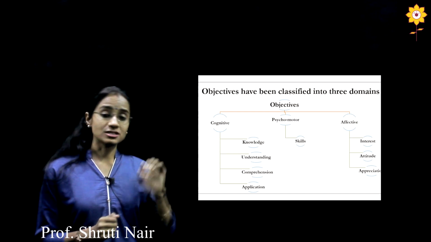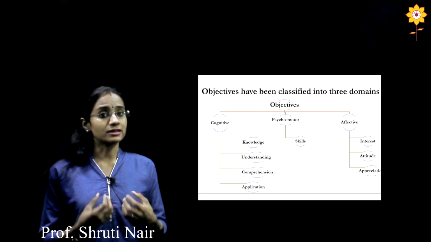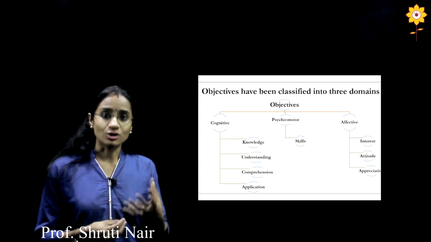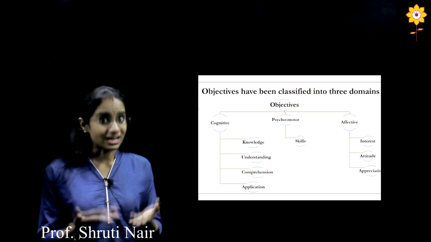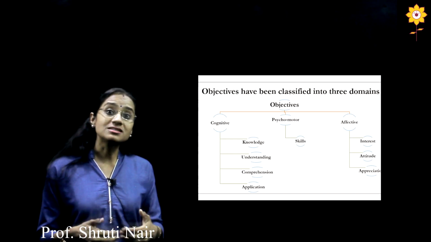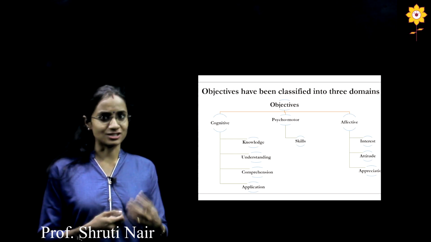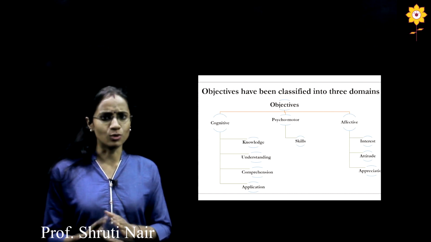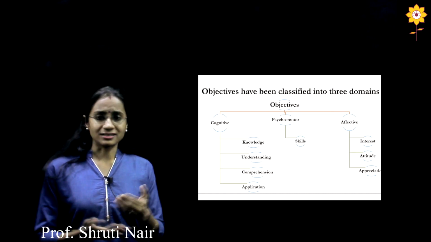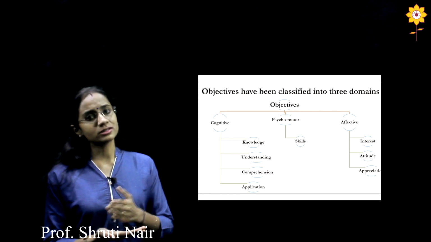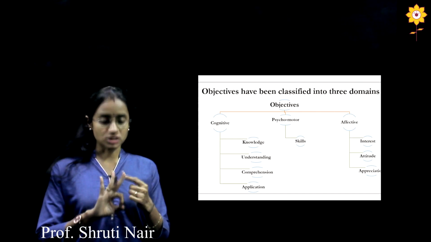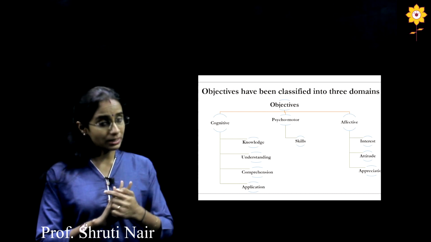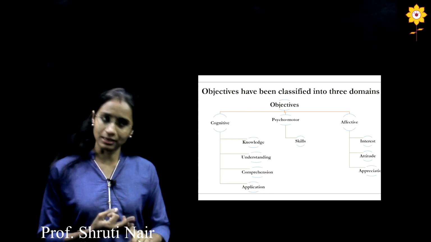And then in the affective domain, it's related with your feelings, emotions. So in a particular subject, the interest is developed or your attitude, change in the attitude that is brought up or appreciation towards a content that you have taught in the class. It can be a poem or anything that is to be appreciated. So all these things will come under affective domain, okay? So objectives have been classified into three domains. They are cognitive, psychomotor and affective.